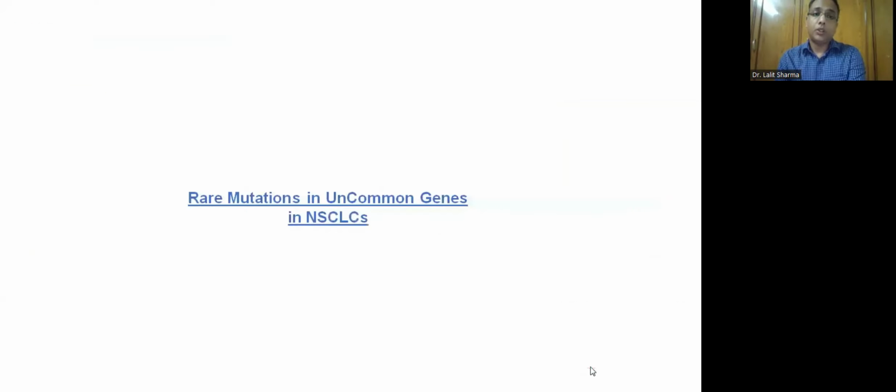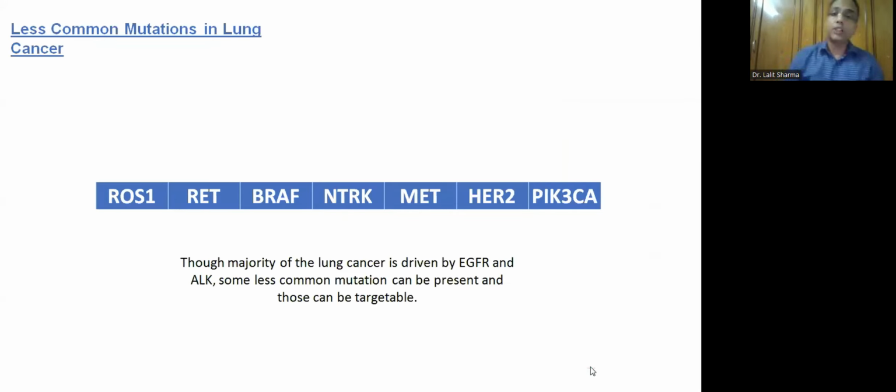If we talk about rare mutations in the uncommon genes in non-small cell carcinoma, this list is ever growing, be it ROS1, RET, BRAF, NTRK, MET, HER2, or PIK3CA. Though the majority of lung cancer is driven by EGFR and ALK, these are also very well identified. Most of us would have one or two patients with these particular mutations, if we leave aside NTRK, which is quite rare.